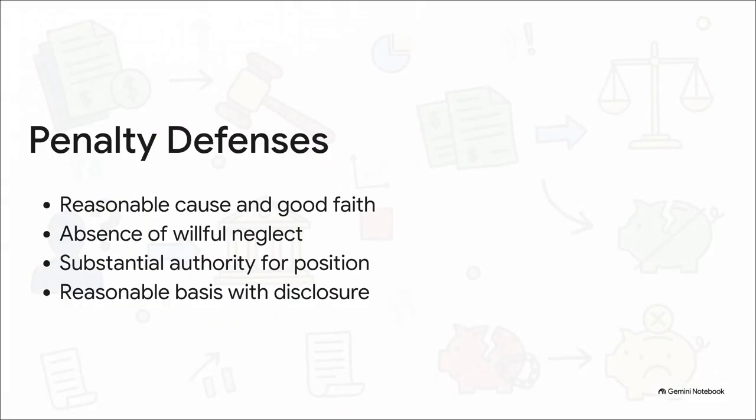How do taxpayers defend against that 20% accuracy-related penalty? Well, you can demonstrate reasonable cause, provided you acted in good faith without willful neglect. Another defense is proving the tax position has substantial authority, in which case disclosure is not required to avoid the penalty. However, even if the position falls short of substantial authority, the penalty is avoided if the position meets the threshold of a reasonable basis and is adequately disclosed on the tax return. Disclosure is mandatory when you're relying only on a reasonable basis.